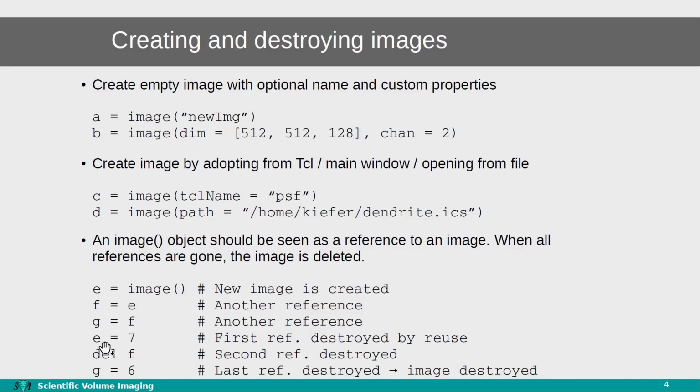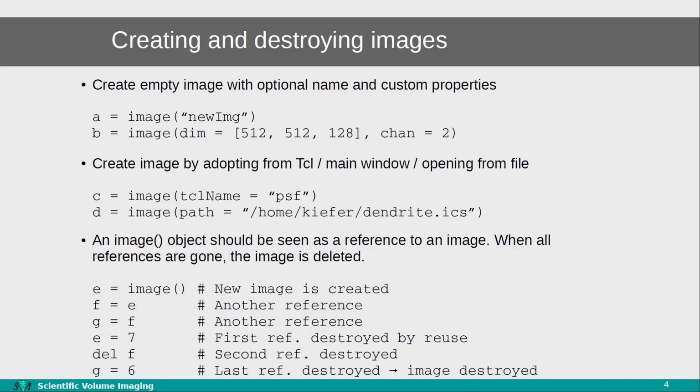Okay, so now what would happen if we set e equal to 7? So instead of having e being that image object, e is now equal to 7, which means that one of the references to the object has disappeared, but we still have the existing variables f and g, which refer to the image, so the image still exists and nothing happens.